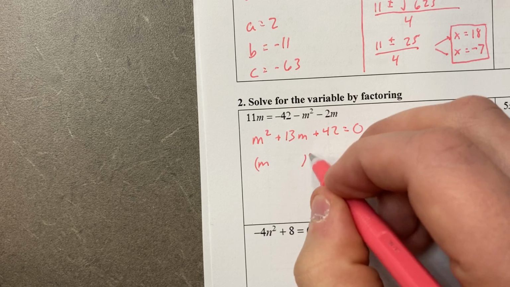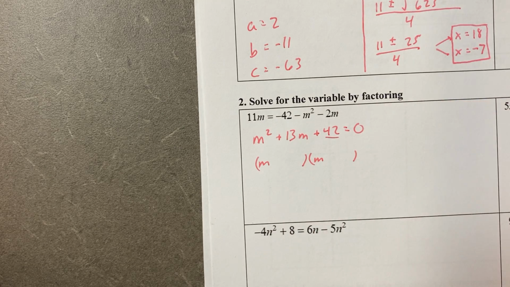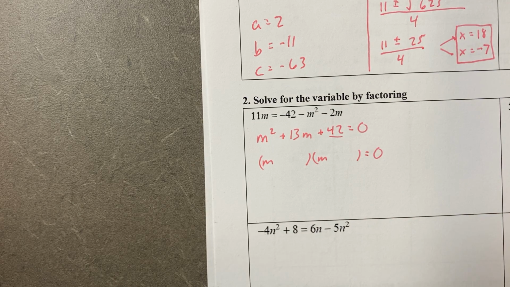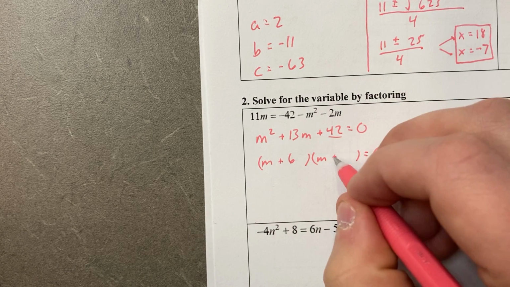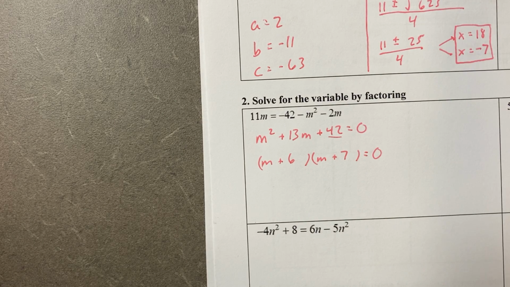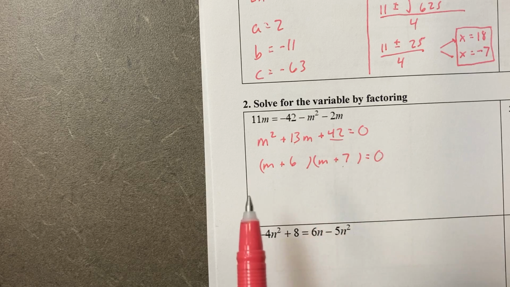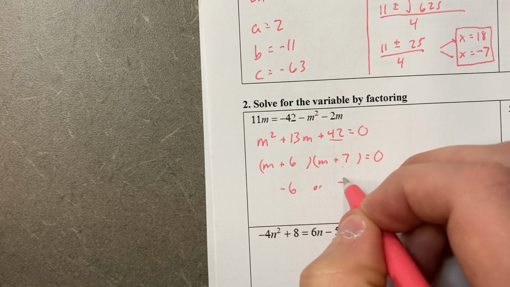What are two numbers that multiply to 42 and that I can use to make 13? How about 6 and 7? Yep, plus 6, plus 7. Again, these add to 13 and they multiply to 42. And the answer is negative 6 or negative 7.